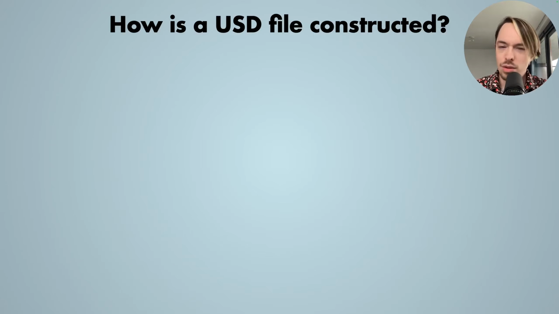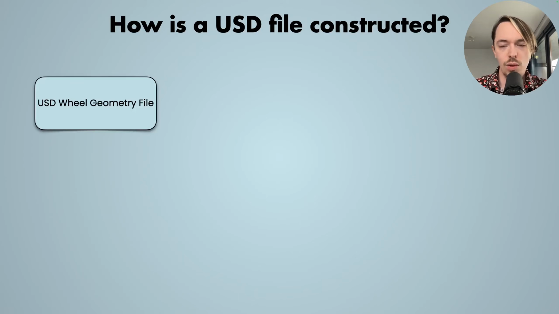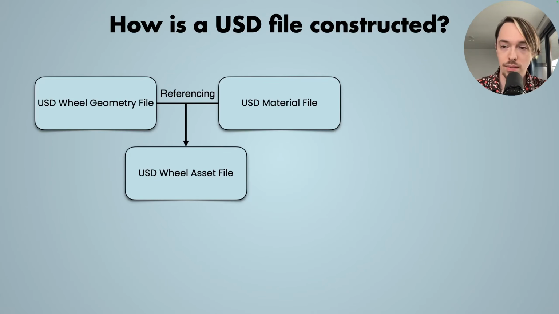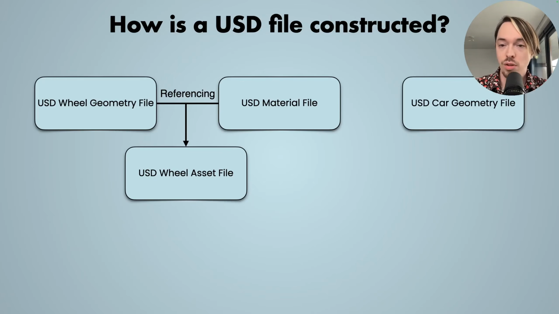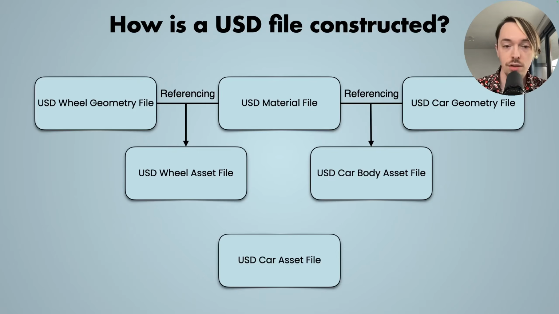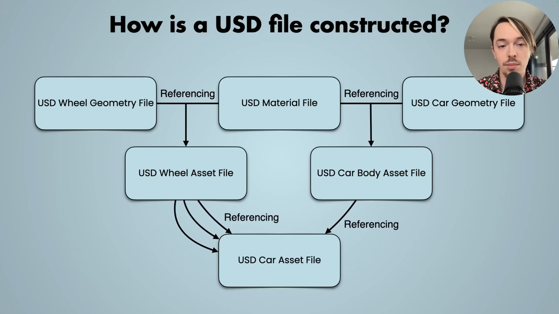Now, how's a USD file constructed? It's important to know about that because let's say I have a USD wheel geometry file and a USD material file. I might reference both of those together in a USD wheel asset file. I might also have a USD car geometry file, and maybe I use the same material file or a different material file depending on how I want it set up. And I reference both of those in a USD car body asset file. Now, of course, I also want a final car, so I use the car asset file and I reference in the body once, and then the wheels 4 different times.